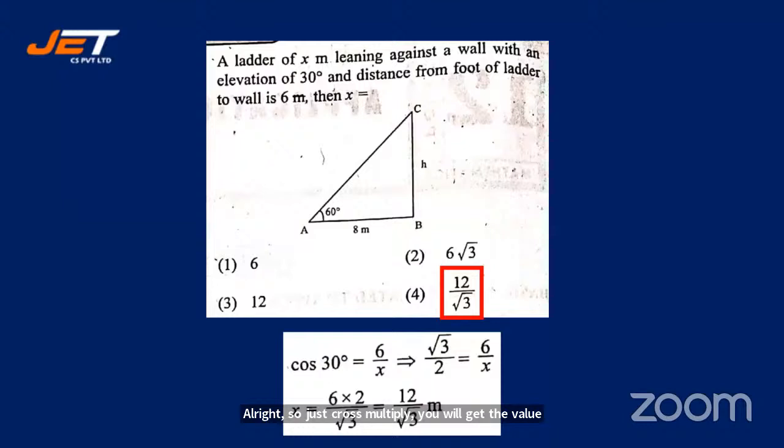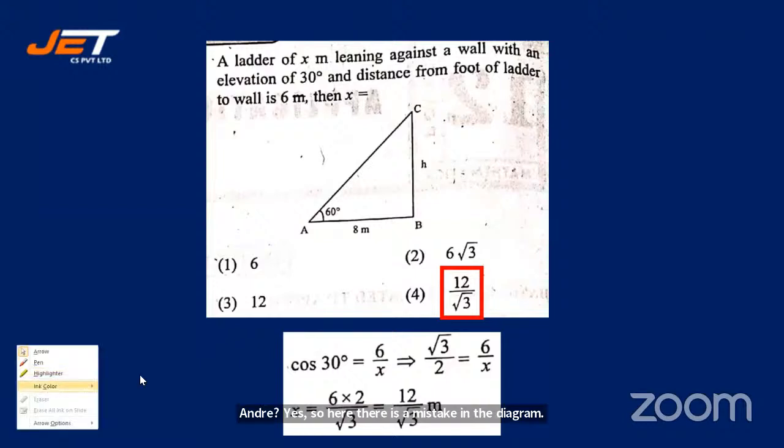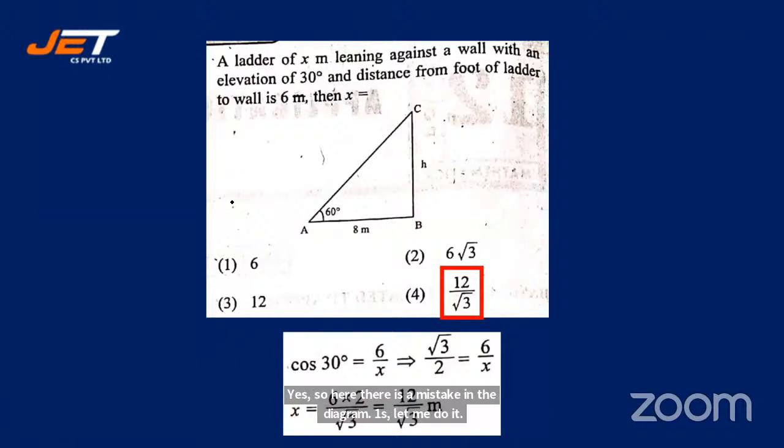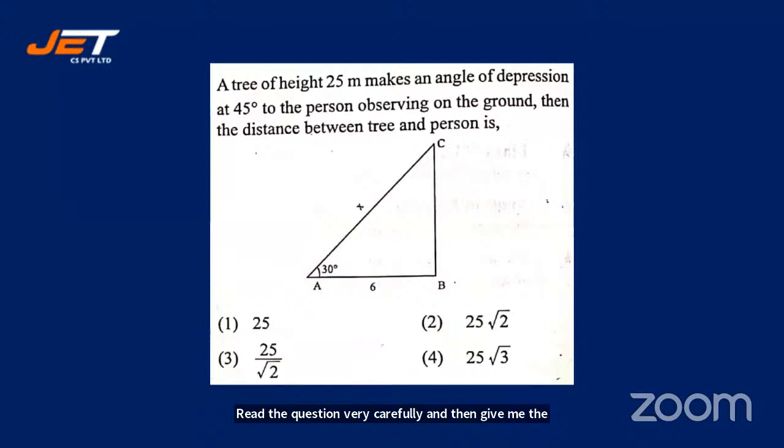Yes. Here there is a mistake in the diagram. One second. Let me do it here. This should be 30 degree. They have just taken 60. It is 30 degree. Good. Many gave me the right answers, but a few did not. Please read the question very carefully and then give me the answer. Let's move on to the next question.